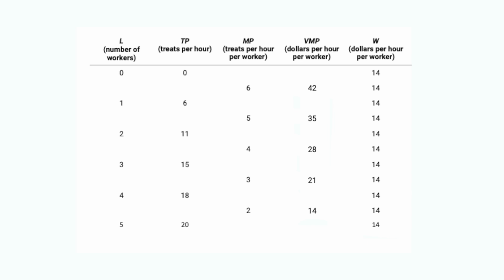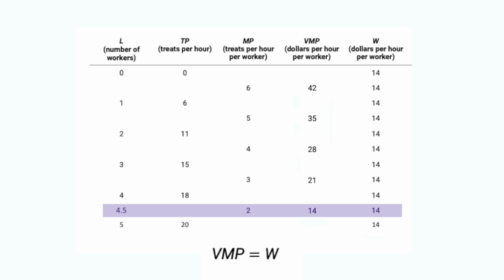The wage column is the same as it was in problem 2. VMP equals the wage rate when 4.5 workers are hired, so Glucinda maximizes profit by hiring 4.5 workers. Huh? Can we hire 0.5 of a worker? Yes, at least in Economics 1021. We assume that goods, firms, and workers are infinitely divisible. More reasonably, you can imagine Glucinda hiring 4 full-time workers and 1 part-time worker.